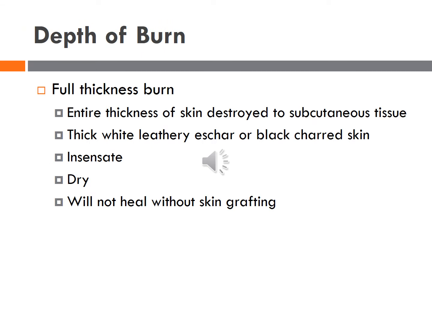With a full thickness burn, the entire thickness of the skin is destroyed down to subcutaneous tissue. It does not have sensation, it's dry, and it will not heal without skin grafting. Most often you see thick white leathery eschar or black charred skin. Something to keep in mind when talking about eschar related to burns: most of the time when we think about eschar, it's black or brown. Often with burns, when you see eschar, it's usually a white or tan color.